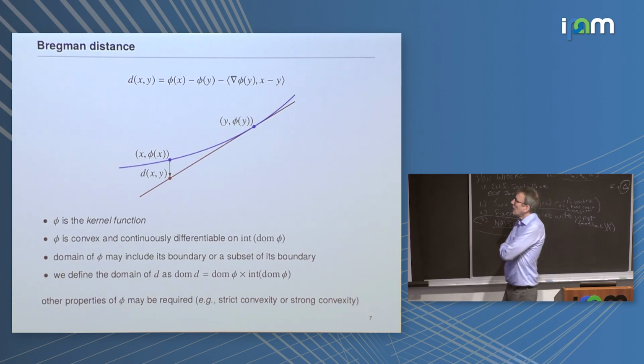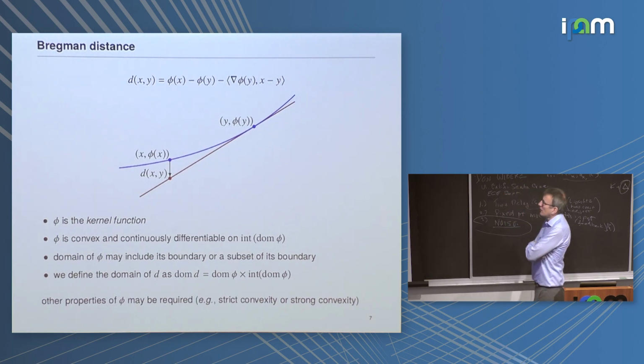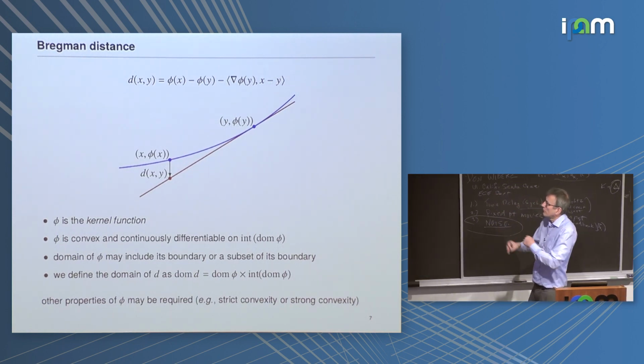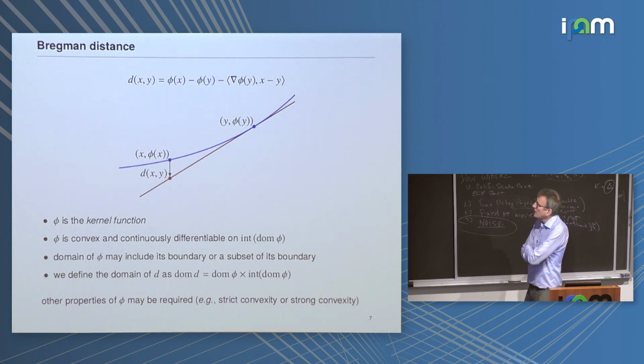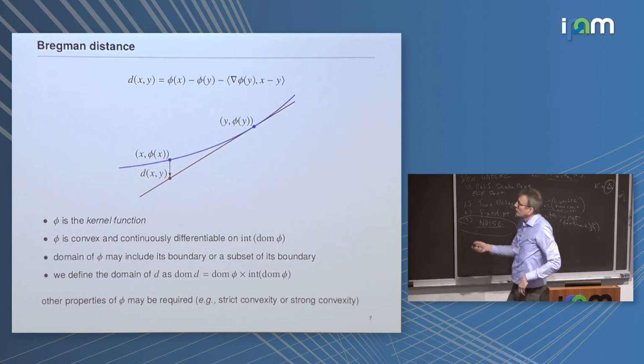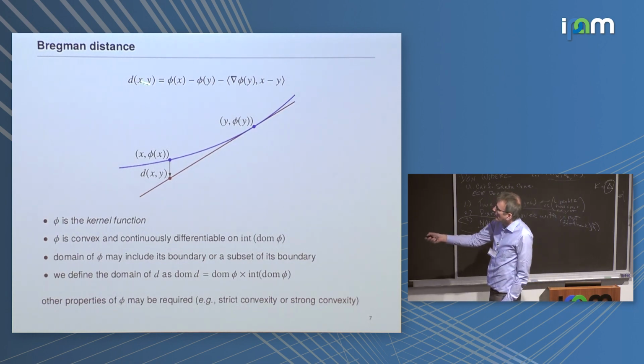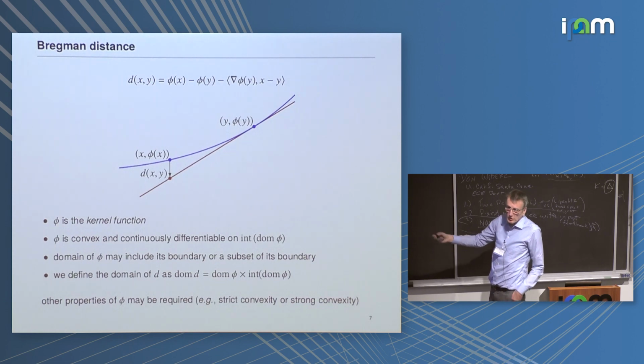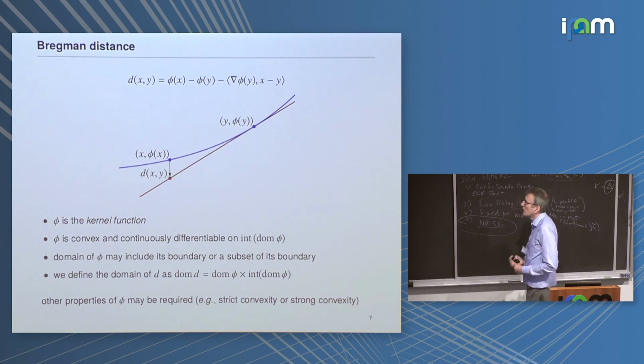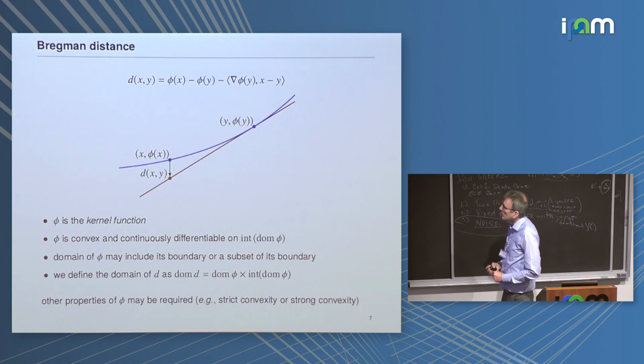Right? And in general, the kernel function will have a restricted domain, because we use the Bregman distance to implicitly represent some constraints in the problem. So if you look at the definition, this generalized distance between x and y is defined for all x that are in the domain of phi, because you need phi of x, and for all y for which the gradient is defined, which would be the interior of the domain. So that'll be important later.